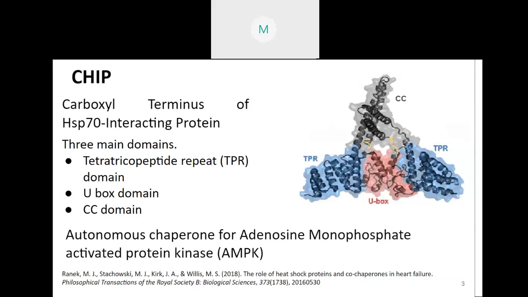CHIP contains three main domains: tetratricopeptide repeat, U-box domain, and coiled-coil domain. These domains have many different functions. Among these functions, acting as an E3 ubiquitin ligase and chaperone for adenosine monophosphate activated protein kinase is the interest in my research.